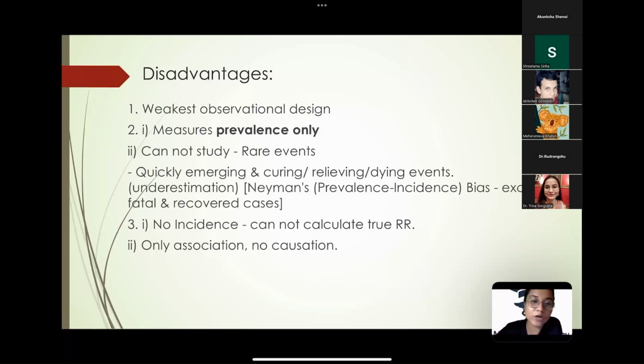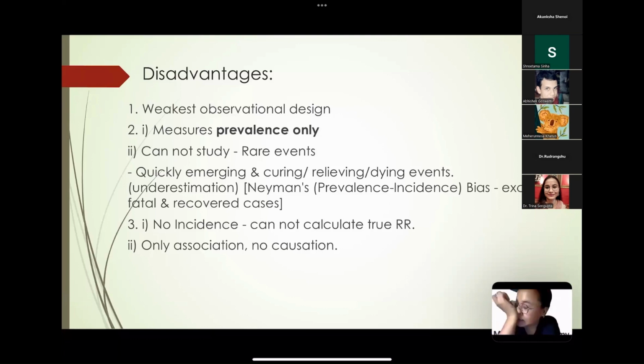So now, what are the disadvantages? I told you that it introduces Neyman bias or incidence-prevalence bias. It means we are considering only the prevalent cases, but not those who are already infected but have not been diagnosed, who have already been cured, or who have already died. We are not taking them into account. There is no incidence, because it is a snapshot of time. Snapshot of time means it is always prevalence. We can never calculate the incidence. So the relative risk here we cannot calculate.